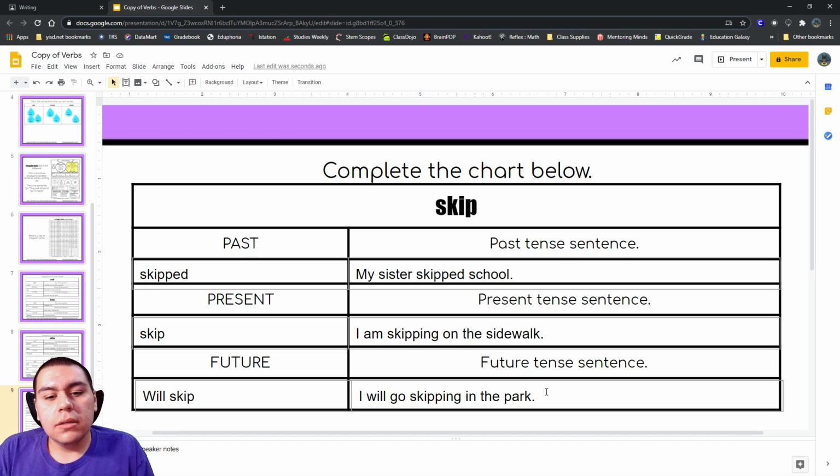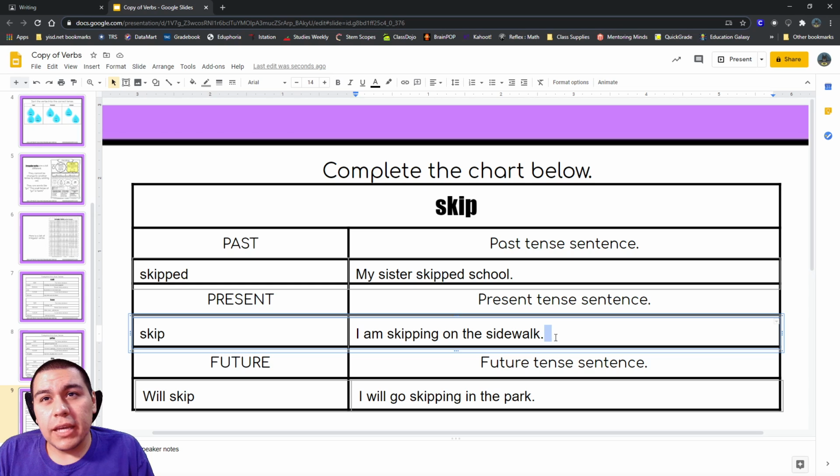Kylie. I had one close to the one for skip. I said, can we skip on the sidewalk? That would be great too. The only thing we'd have to do there is remember at the end, since you are asking a question, instead of putting a period, you would end it with a question mark because you're asking if you can do that.